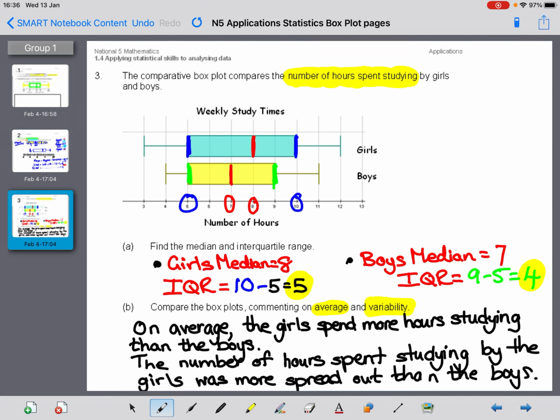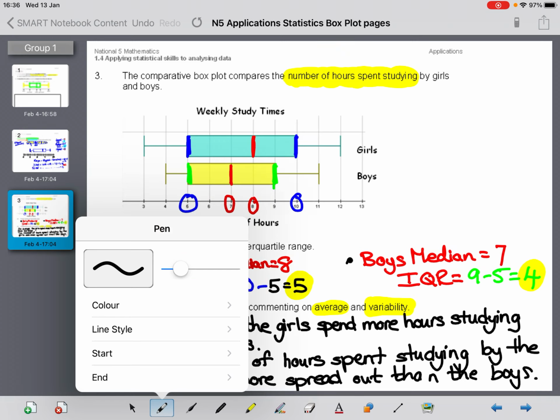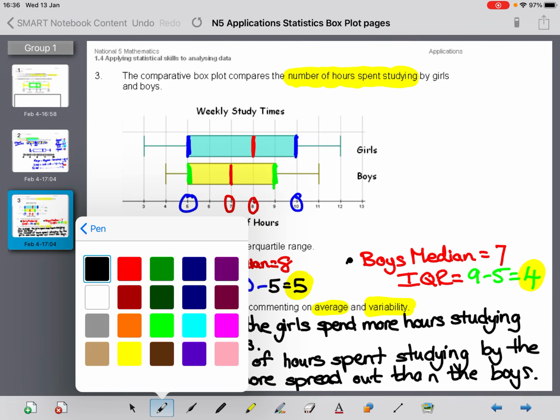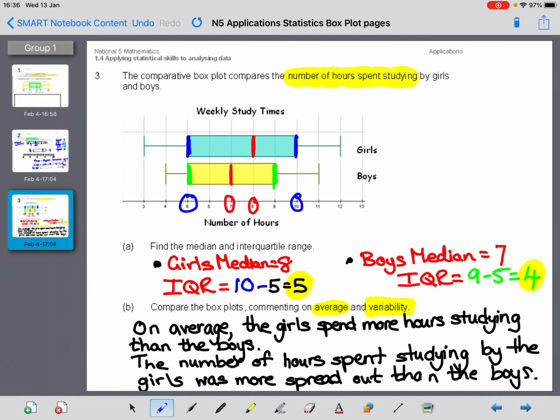Right? But that's not the only way that you can say it. There's a few different words that you can use. You can also say the number of hours spent studying by the girls was more varied than the boys. Okay, so there you go. That's how you do it when you've got two different box plots and you've got to compare them.